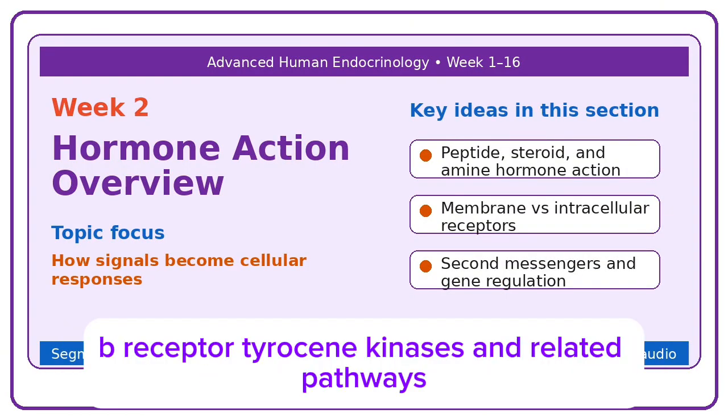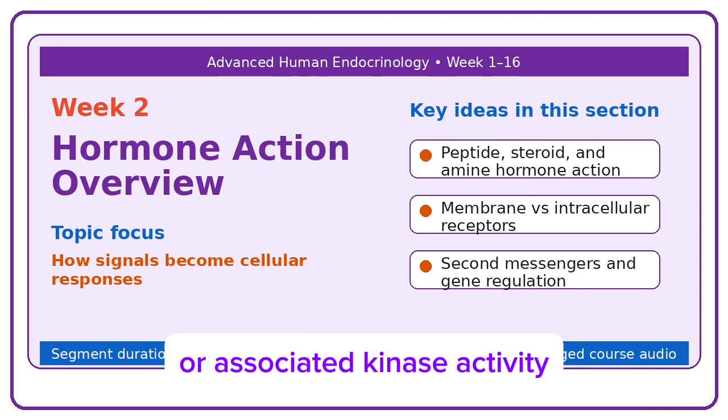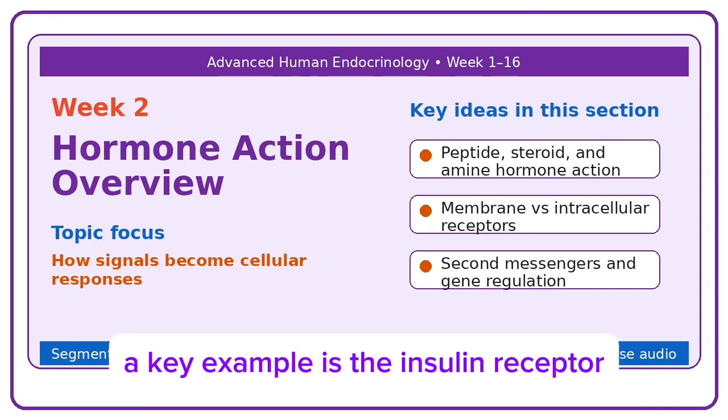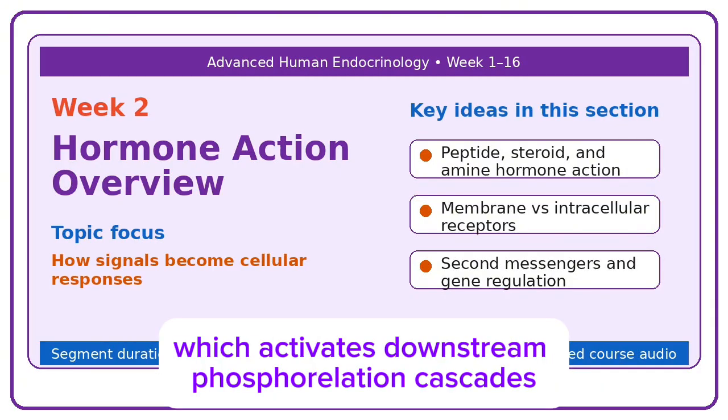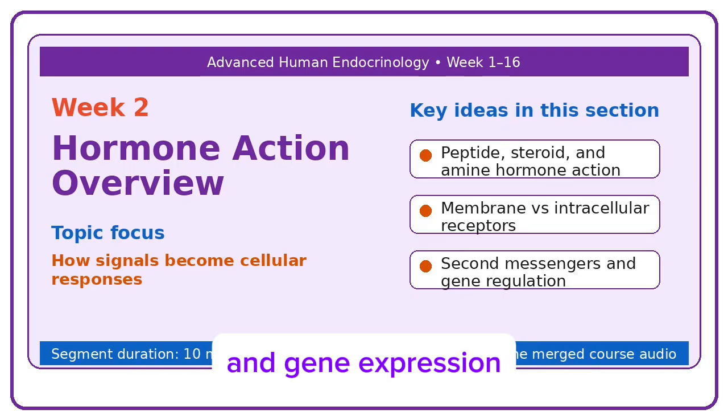B. Receptor tyrosine kinases and related pathways. Some hormones signal through receptors with intrinsic or associated kinase activity. A key example is the insulin receptor, which activates downstream phosphorylation cascades that regulate metabolism, growth, and gene expression.